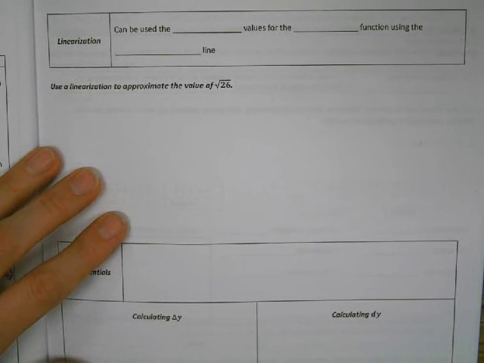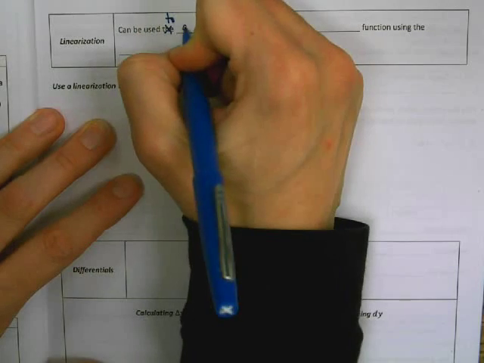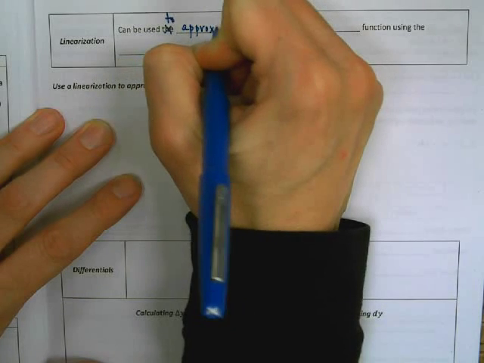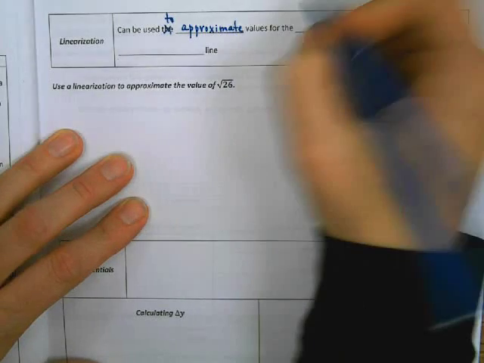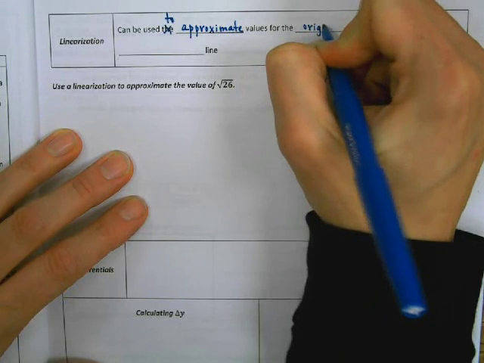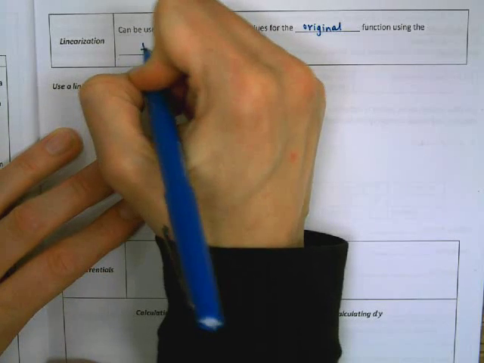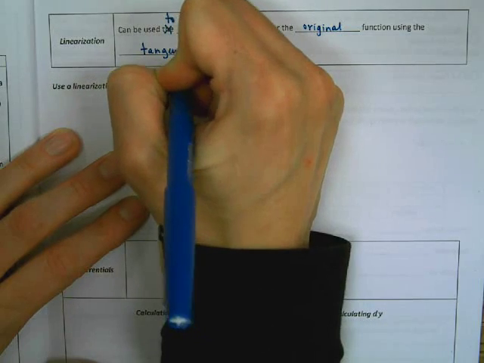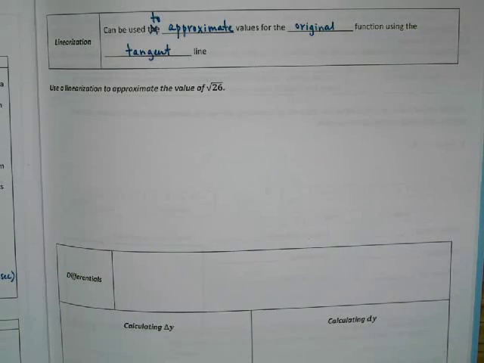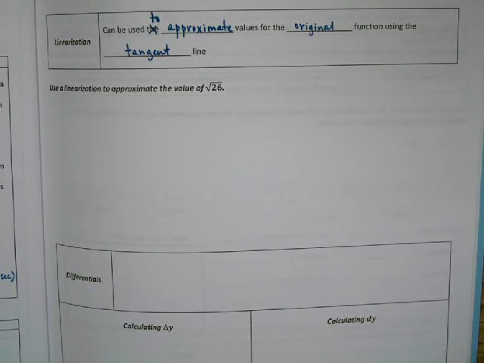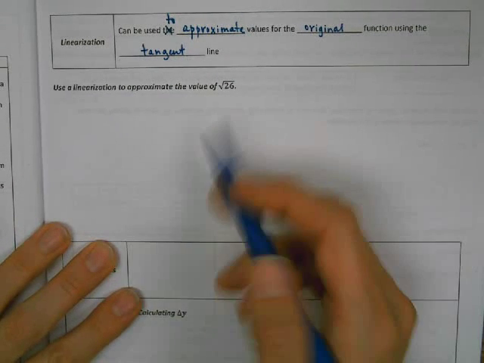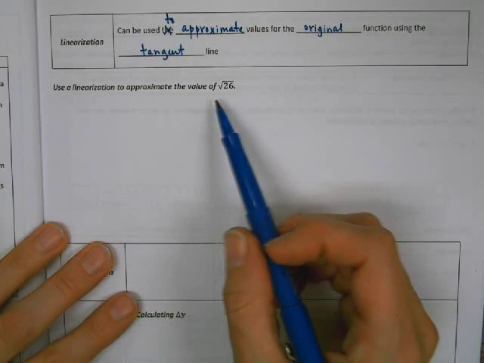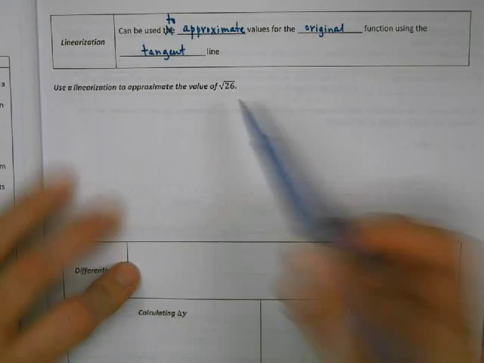So the linearization, let's say, can be used to approximate values for the original function using the tangent line. Right, and we said if we pick our center of linearization, if we pick points very close to that center, then the tangent line should be a good approximation of that curve. So as an example, it says use a linearization to approximate the value of square root of 26.